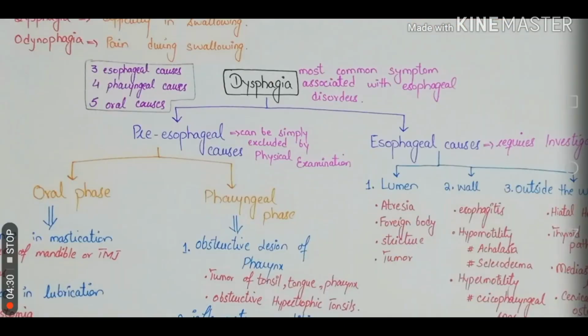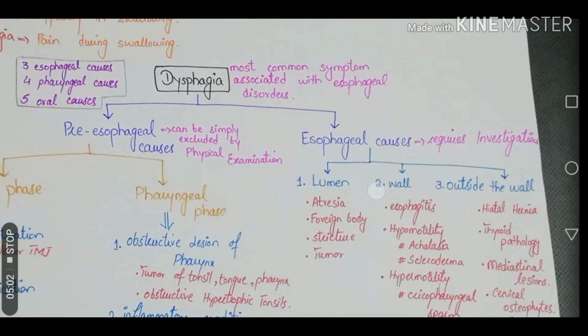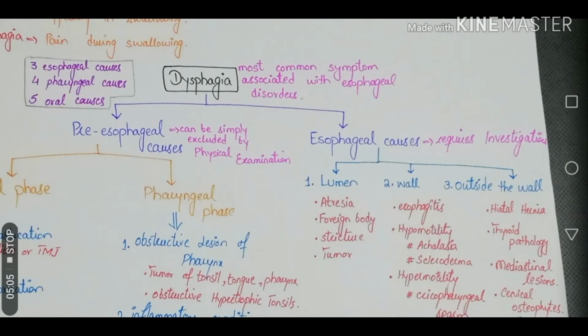Now, after understanding the process of swallowing, we can better understand the processes that cause dysphagia. It is further classified according to the phases, as I already told, into pre-esophageal causes and esophageal causes. A very important point to learn is that any pre-esophageal cause can simply be excluded by physical examination. But for esophageal causes, we have to do a number of investigations that I will talk about later on.